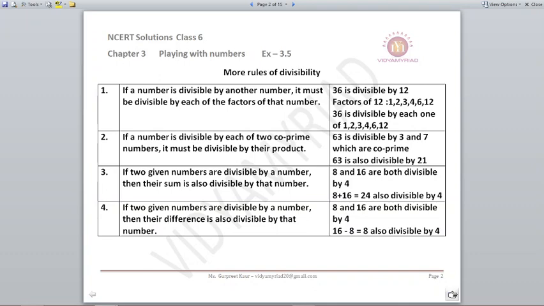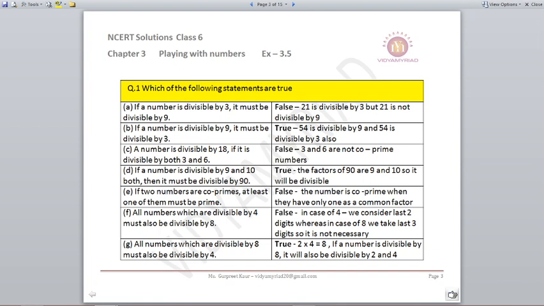If two given numbers are divisible by a number, then their difference is also divisible by that number. Again I am taking the two numbers 8 and 16, both are divisible by 4. Now they are talking about difference. So 16 minus 8 is 8. Now 8 is also divisible by 4. So their sum will be divisible, and their difference will also be divisible by the number. Based on this, let's start with the exercise.